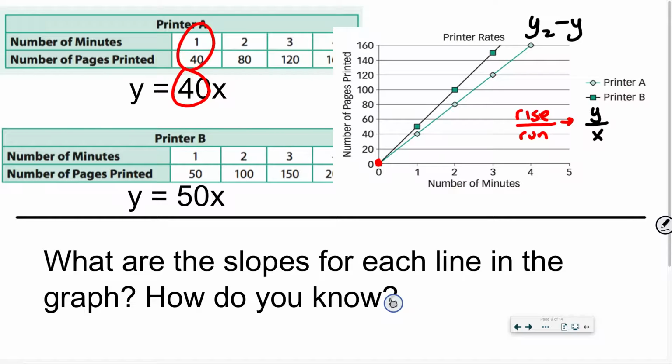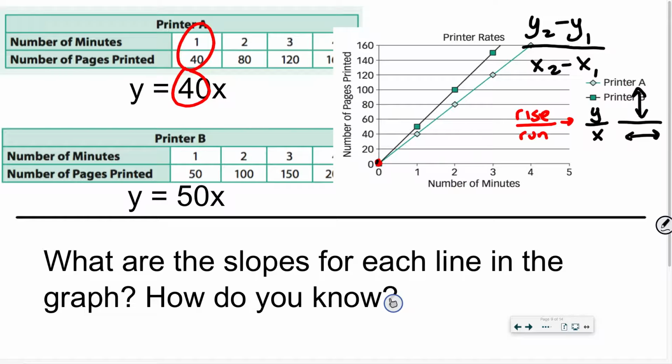Y2, what does that mean? That's a really mathematical way of telling us what? What's our rise? How are we finding it? How much the Y is going up. How much we're going up, or in some scenarios, down, compared to how much we're going left to right.